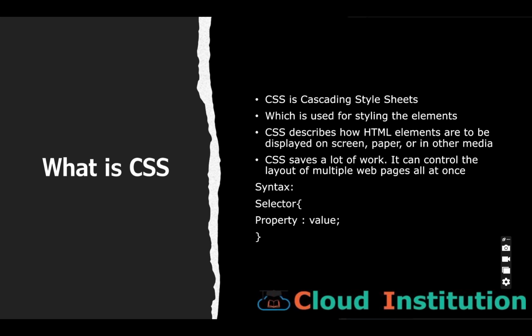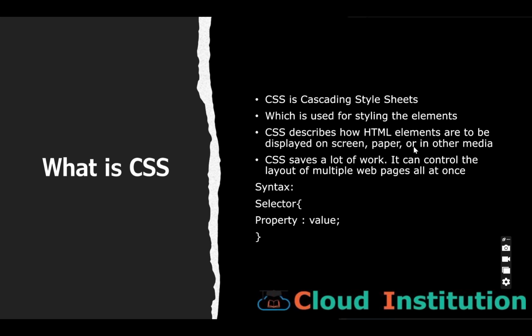The buttons will be colorful, and the button or whatever box is there will be in a curved manner or in a round box. So if I want to apply some kind of style to those elements, I can use CSS. So CSS is Cascading Style Sheets, which is used for styling the elements. Okay, and also CSS describes how the HTML elements are to be displayed on the screen, or paper, or anything you can say.